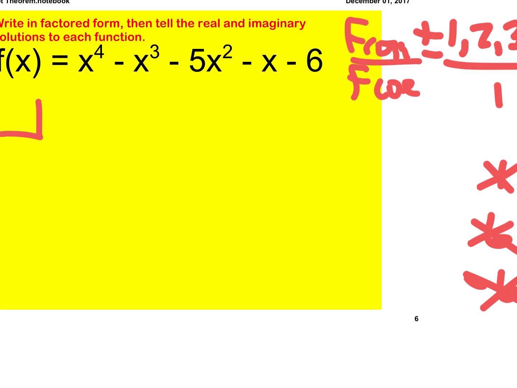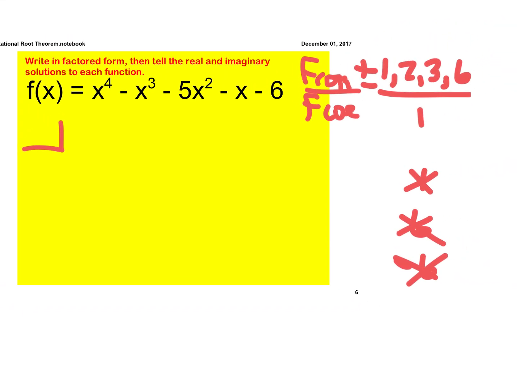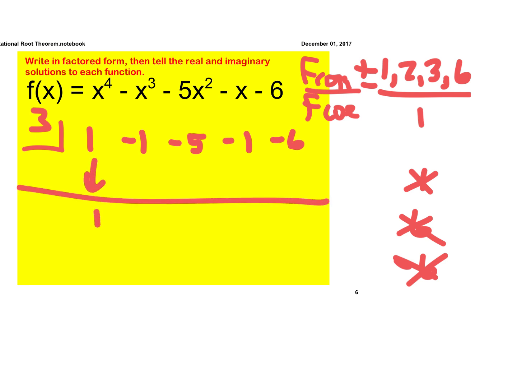All right. I'm ready. Somebody tell me one that you know works. 3? Awesome. 1, -1, -5, -1, -6. Drop it like it's hot. Multiply, add, multiply, add, multiply, add, multiply. Cool, it made a 0. That's my remainder.